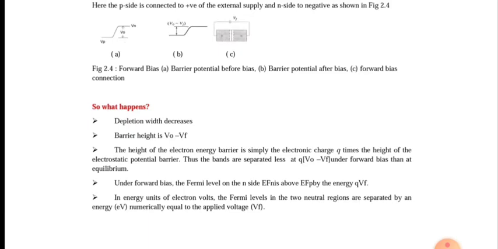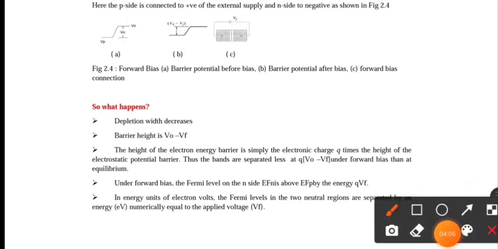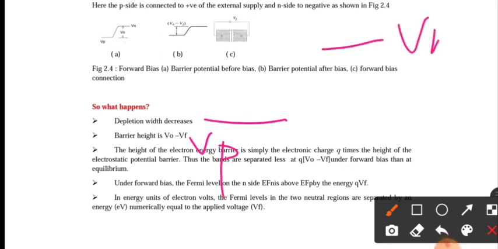So the forward condition, here you can see first one, barrier potential before bias. So before bias we have seen Vp and Vn is separated by a voltage known as contact potential. This is Vp having a negative voltage, and Vn we have a positive voltage. That is N side we have a positive charge, P side we have a negative charge, separated by the built-in potential Vo. This is before biasing condition.